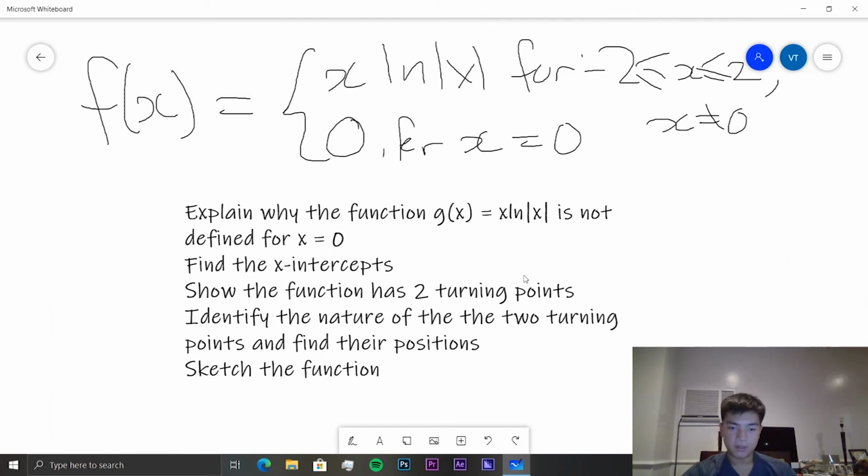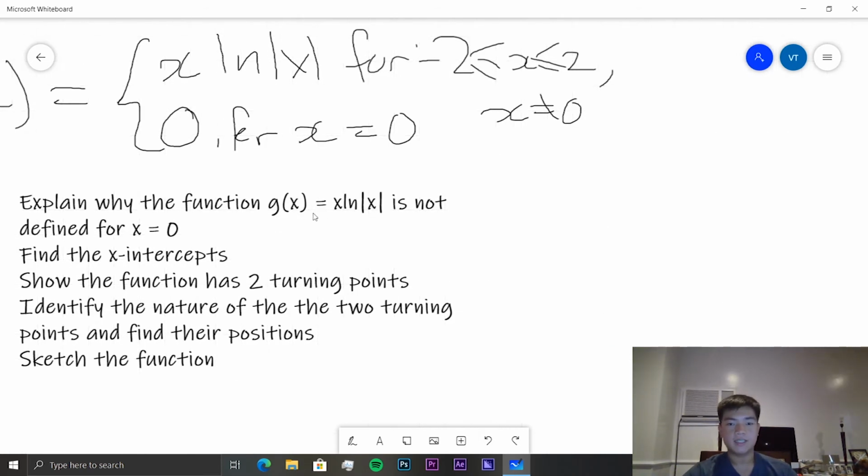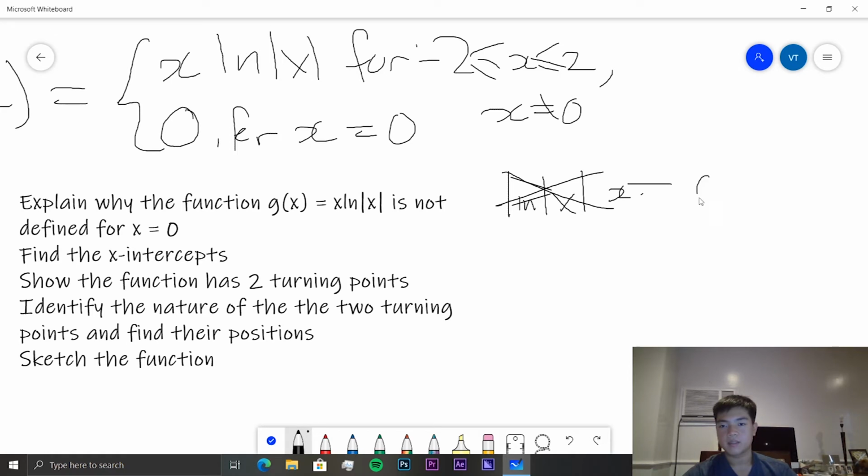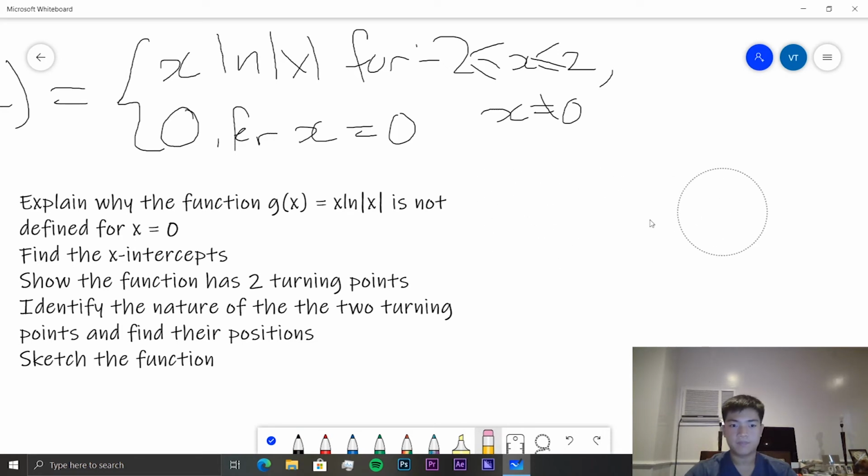So let's do them one by one. Why is the function g of x is equal to x ln x not defined for x equals 0? Because simply ln x is not defined for x equals 0. Because the natural logarithm function is not defined for x equals 0. It would tend to negative infinity.